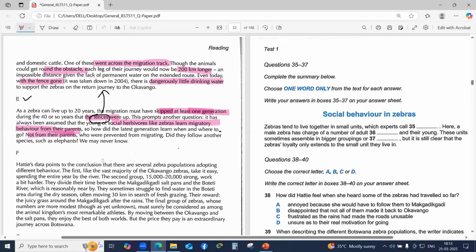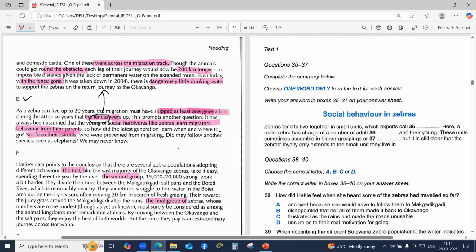Haiti's data points to the conclusion that there are several zebras adopting different behavior. So the first, like the majority of the Okavango zebras, takes it easy, spending the entire year by the river. The second group, 15,000 to 20,000 strong, work a bit harder. They divide their time between the salt pans and the Boteti river. They struggle to find water. That is the second group. They often move 30 kilometers in search of fresh grass. Their reward, they get the grass. The final group of zebras, whose numbers are modest, are considered the animal kingdom's remarkable athletes, because they move a lot, I believe. So first group, second group, third group.